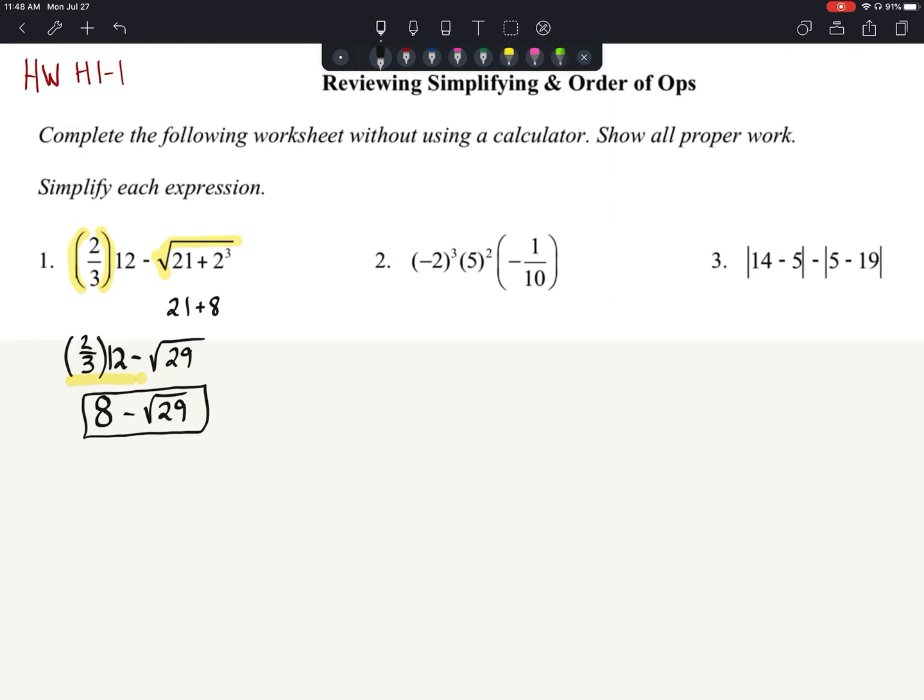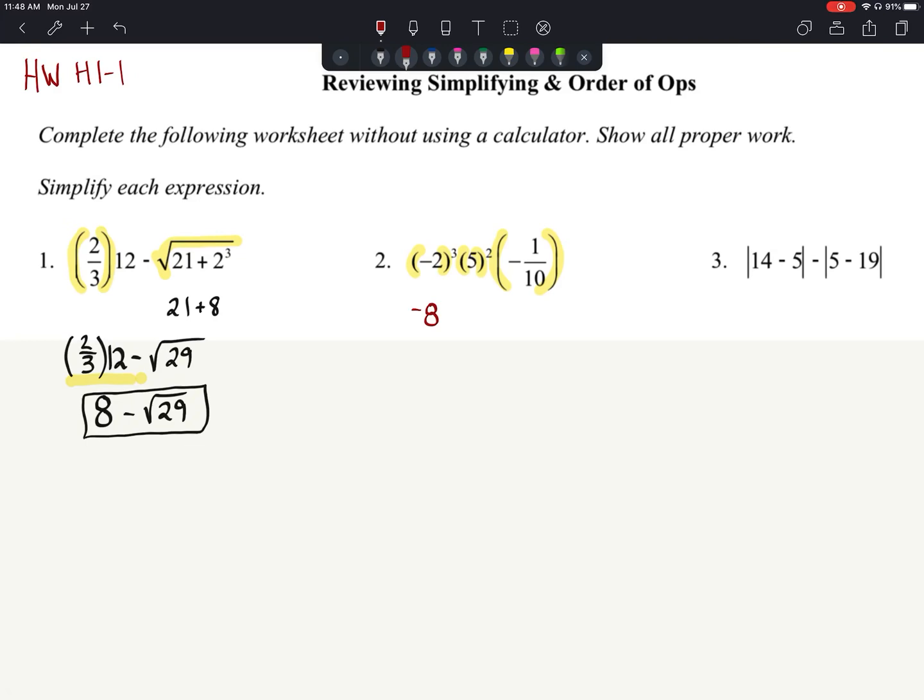Number 2, I have a -2 raised to the third power, a 5 raised to the second power, and then a -1/10, and they're all being multiplied times each other. So inside our grouping symbols, we don't have any operations happening, right? There's just values inside. So we're going to go to our exponents. -2 to the third power, remember, is like -2 times -2 times -2, which should give us a -8 there.